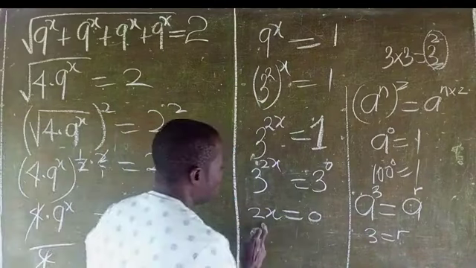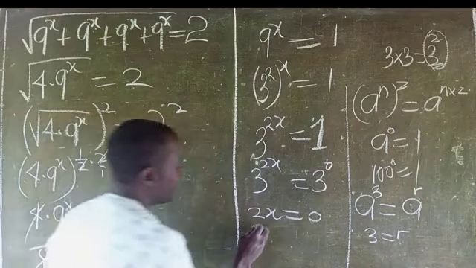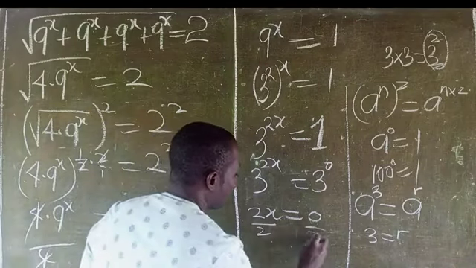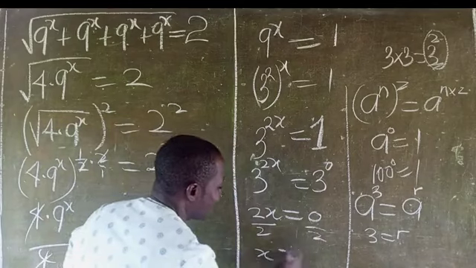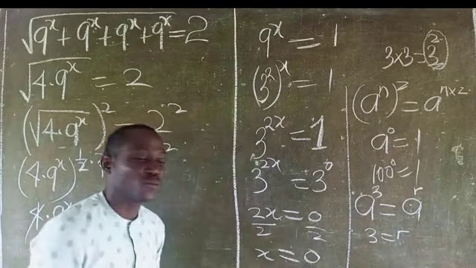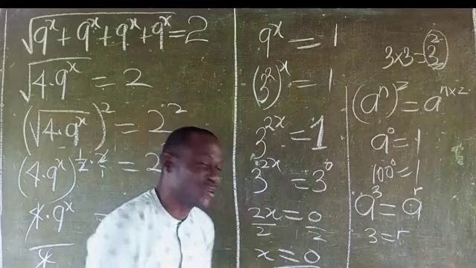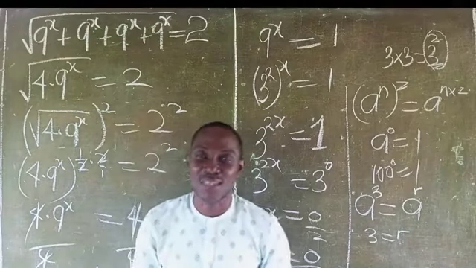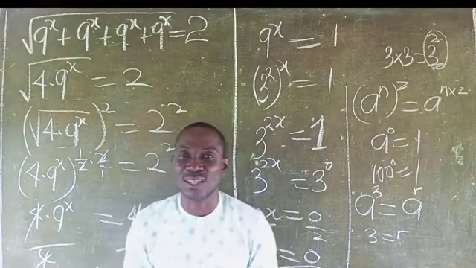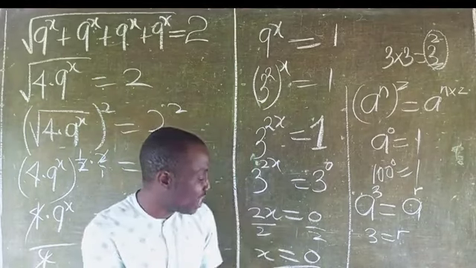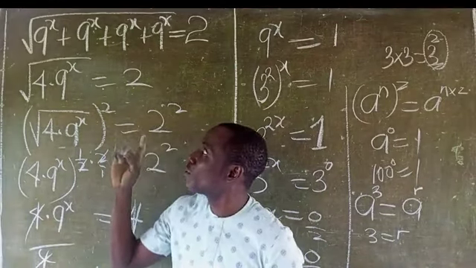So x, therefore, we divide through by the coefficient of x, which is 2, over 2. So x is equal to 0. Let's try to check this out. If actually the x that we got is equal to 0, how do we check? We put x equal to 0 in our original equation.